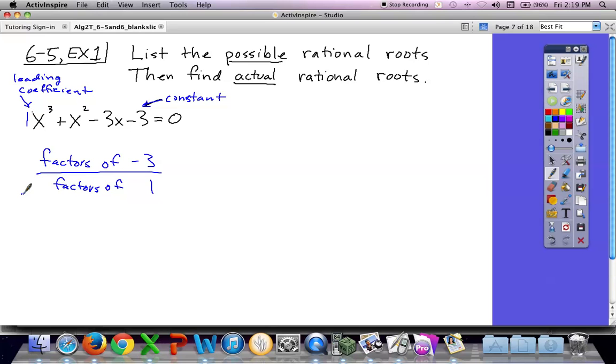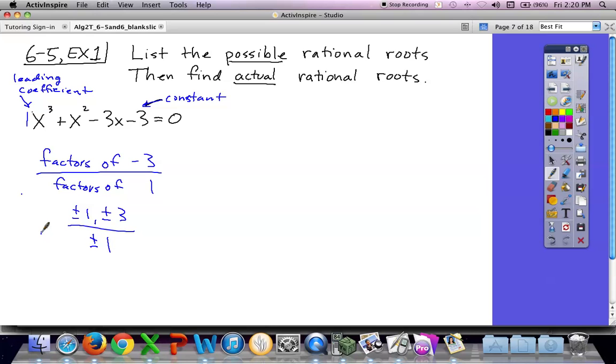Okay, well, think of it. What are the factors of -3? Yeah, it could either be 3 times -1 or -3 times +1. Usually when you see them written like this, it'll always be written as plus or minus. They're always plus or minus. So it's plus or minus 1, plus or minus 3. Those are the factors of -3. And then what are the factors of 1? 1 times 1 or -1 times -1. So we would say plus or minus 1.